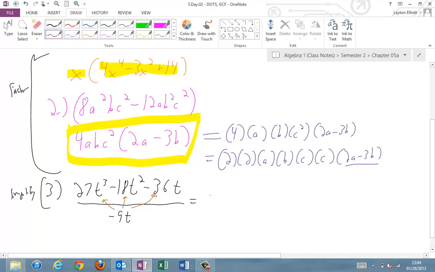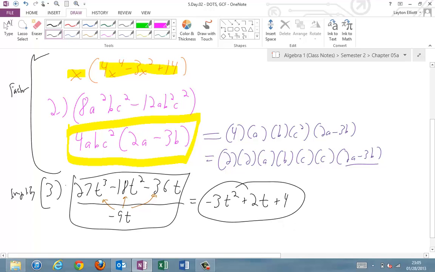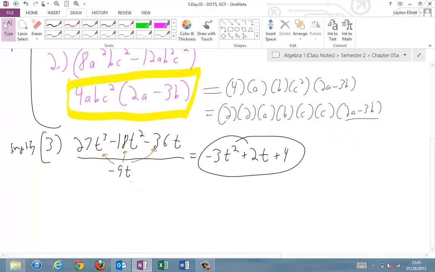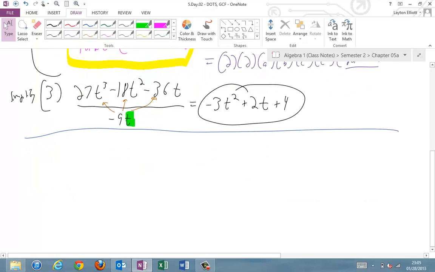If I divide it to the first part, 27 over negative 9 is negative 3. T to the third over t is t to the second. Divide it to the second, negative 18 over negative 9 is positive 2. T to the second over t is t. And then the third term, negative 36 divided by negative 9 is positive 4, and the t's cancel. So I'm left with a polynomial that's roughly the same. Actually, this polynomial is 3 terms. It's a simplified form of what I started off with. That is, of course, assuming that this t in the denominator was not equal to 0, which is an important thing to consider. So I'm going to put a little break line and kind of go to our new part.